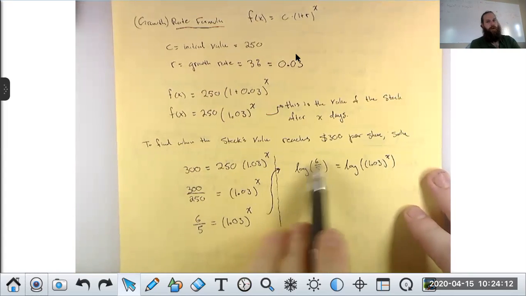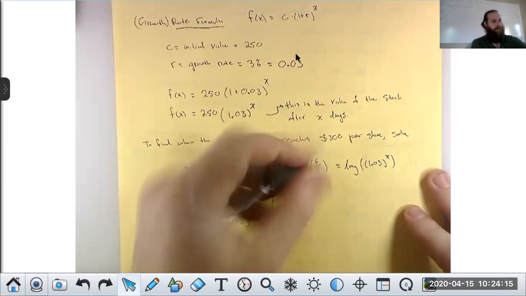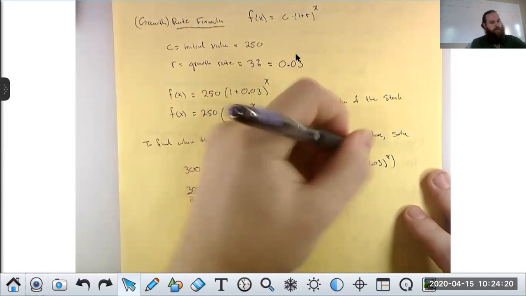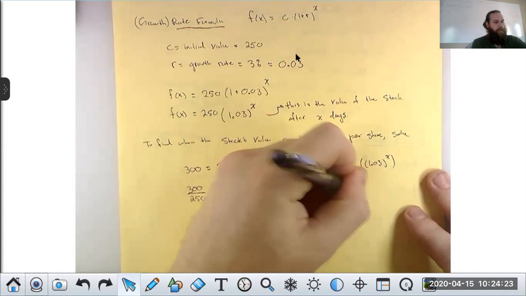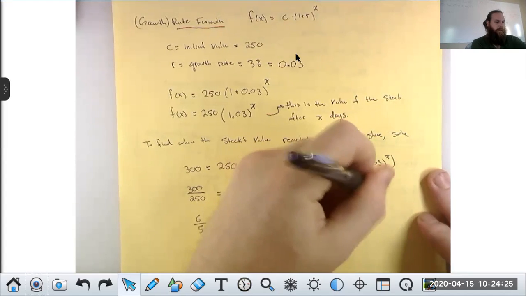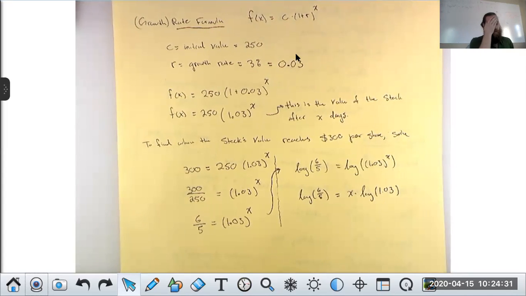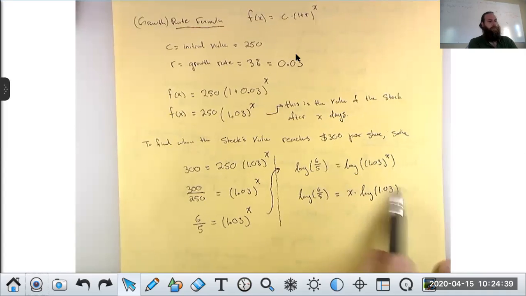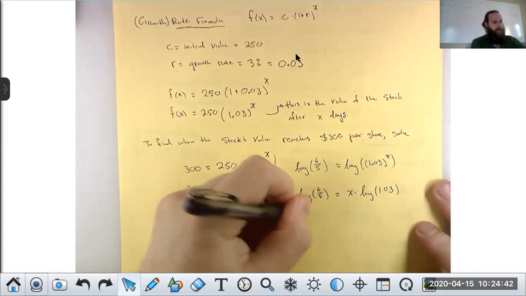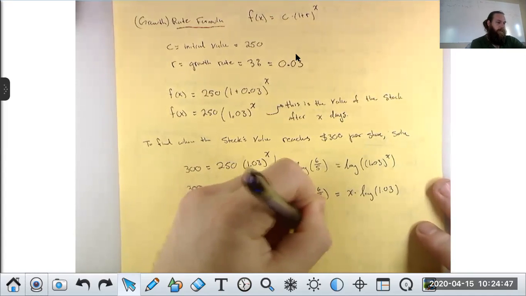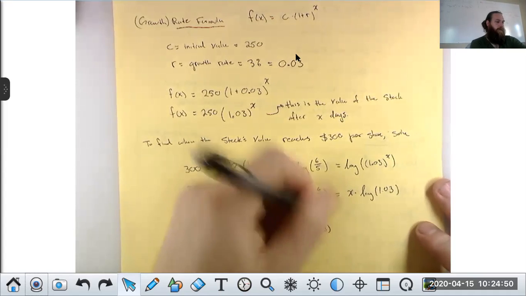The left-hand side, nothing's going to happen here, but over here, this log of some number to the x is the same as x times the log of that number. That's one of our properties of logarithms. Powers inside are the same as multiples outside. And so finally, to finish, we divide both sides by this number, the log of 1.03. So I get log of 6/5 divided by log of 1.03 equals x.